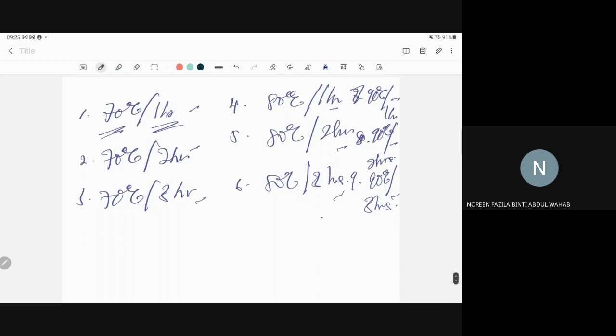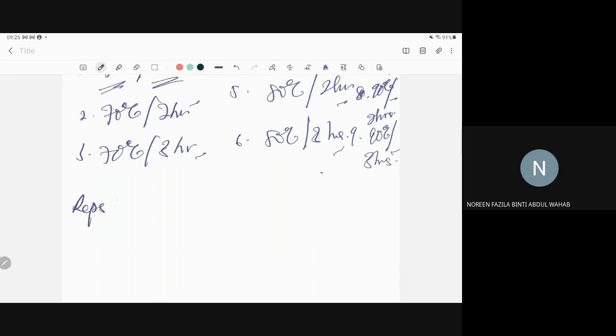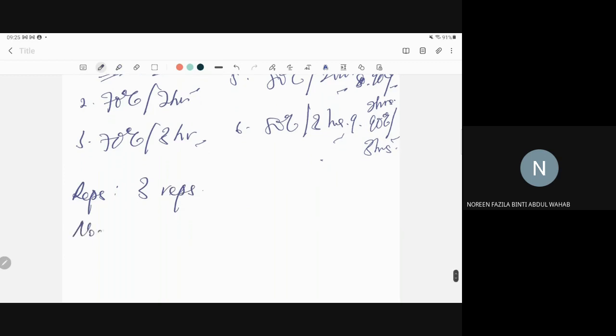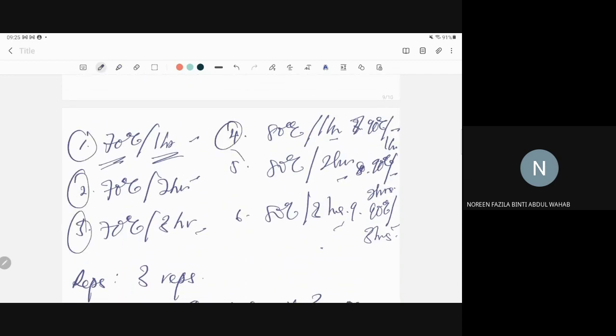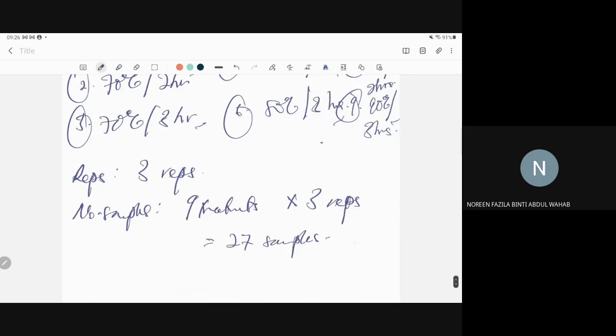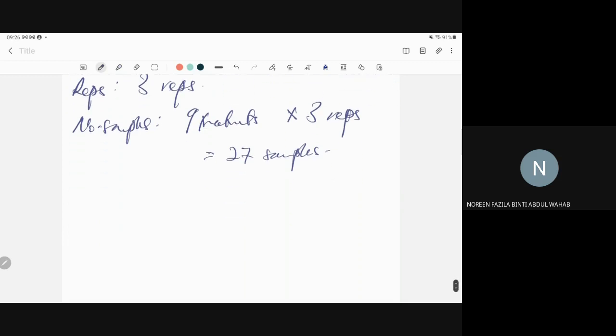So how do we go about applying it onto our samples? How many replications? For example, we decided on three reps. So the number of samples will be 9 treatments times 3 reps equals 27 samples. Because for each of these, you will do it 3 times. That is what is meant by 3 replications. So 9 times 3 equals 27 samples.